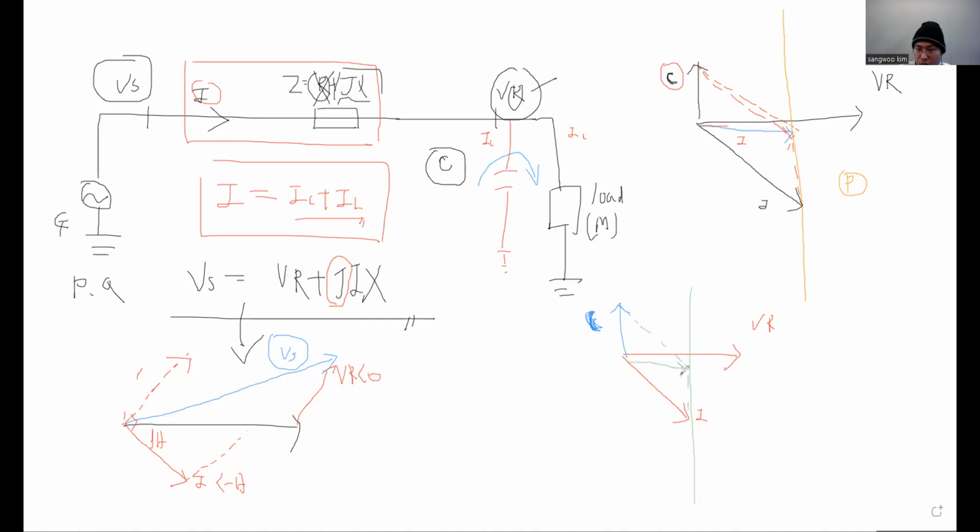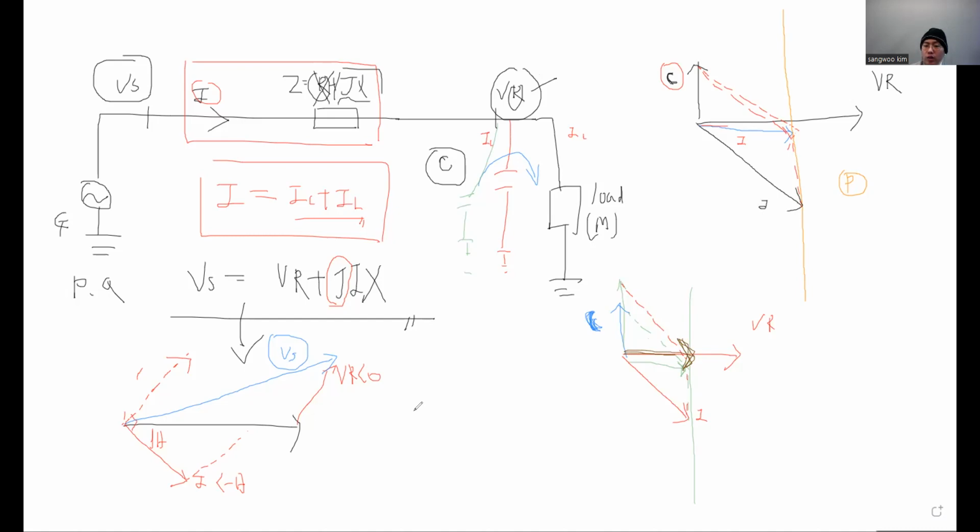So the magnitude itself, as you can see, is going to be smaller, the length itself. And we say this is where we improved the power effect. If we add more C here, what happens? Look at that. And this is now I. So this part we say the power factor is 1.